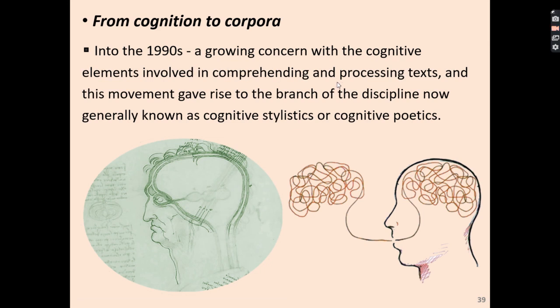Into the 1990s, a growing concern with the cognitive elements involved in comprehending and processing text, and this movement gave rise to the branch of the discipline now known as cognitive stylistics or cognitive poetics. Because during this time in the 1990s, there is already some concern about cognitive elements, the brain, of course, the way we people comprehend and process text. So that's why they now try to incorporate another thing in stylistics, and that's why we now have what is known as cognitive stylistics. Of course, it is also known as cognitive poetics.